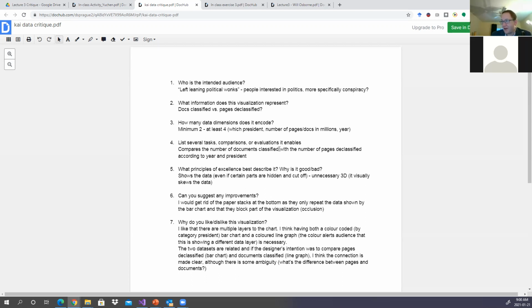Several task comparisons, evaluations: number of classified documents, number of pages declassified, and the president. So how do presidential policies affect the number of classified versus declassified documents, for example? I'll get rid of the paper stacks and I'll repeat the data shown on the bar chart. Yep, to avoid the conclusion. Nice.